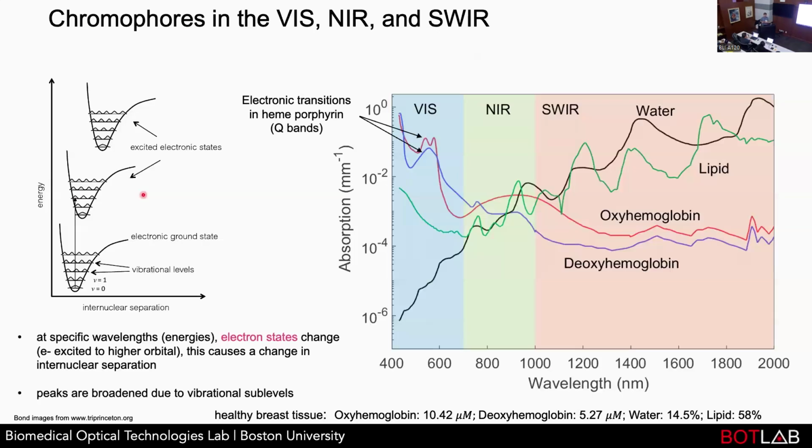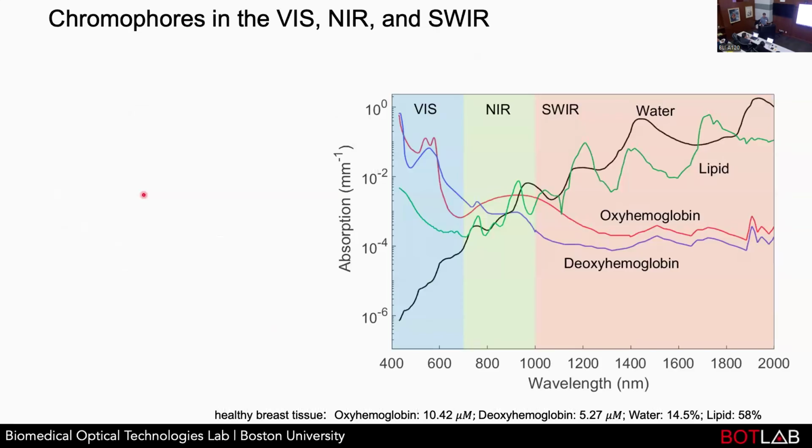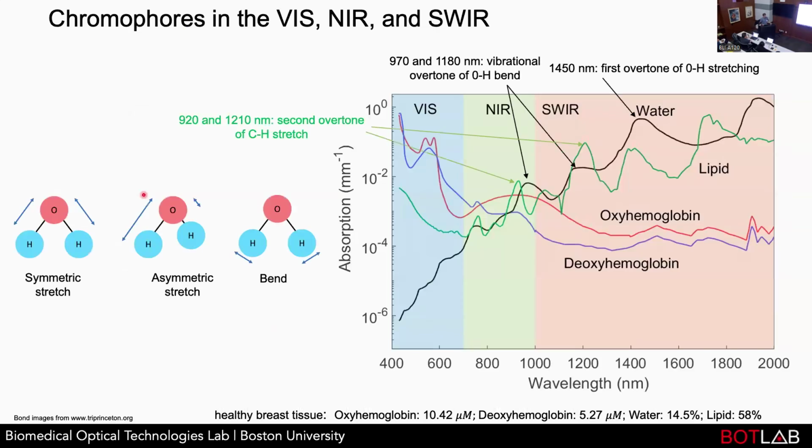And as you go to longer wavelengths, you have more vibrational causation related to these peaks. So all these peaks you see out here for water and lipid are due to H2O or CH bonds stretching or bending in different ways. To be a little bit more precise, the fundamental frequency of those bendings or stretchings happens even further out at lower energies in the infrared, and what we're seeing are harmonics or overtones of those stretches and bends. So we see them way down here at 970 and 1180. That's the vibrational overtone for the OH bend. And 1450 is the first overtone of OH stretching.